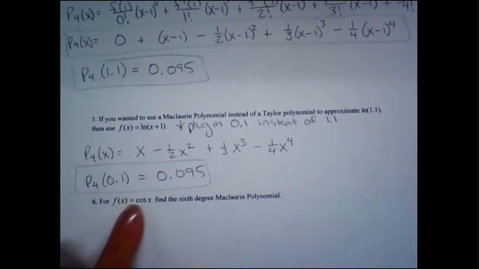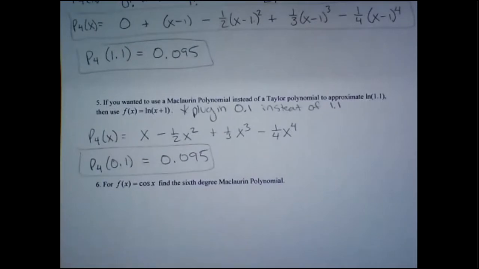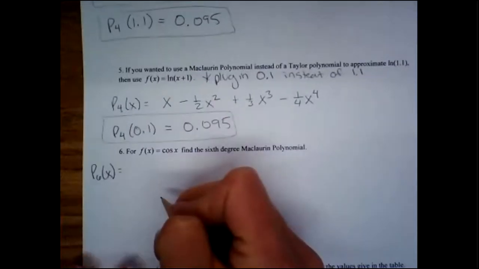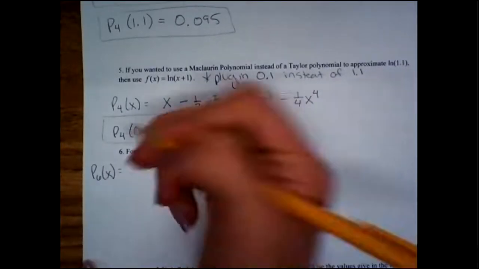All right, for cosine of x, find the 6th degree Maclaurin polynomial. I know you're like, we hate you. If you don't want to write this, you can just watch me. I'm going to write it out though. I know it's to the 6th, but I do it every single time.